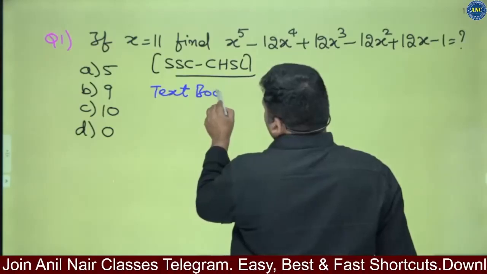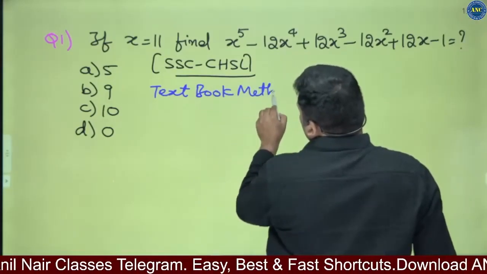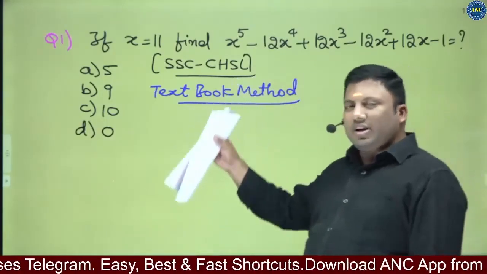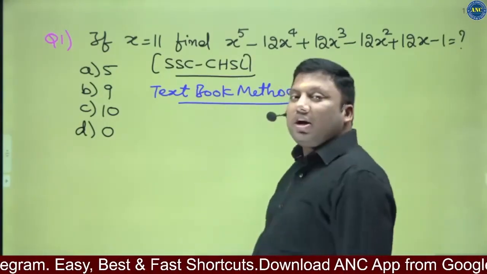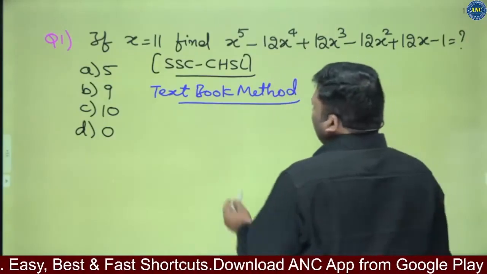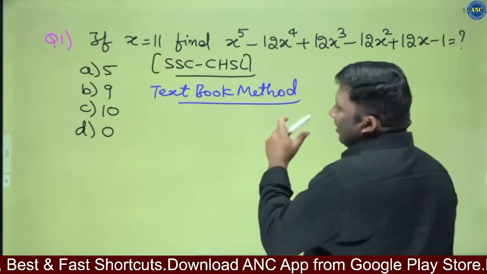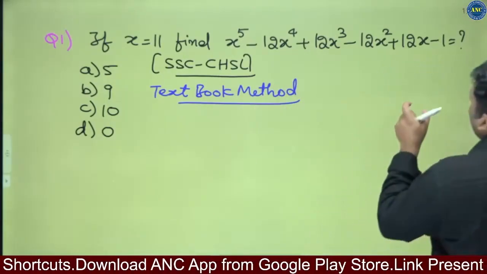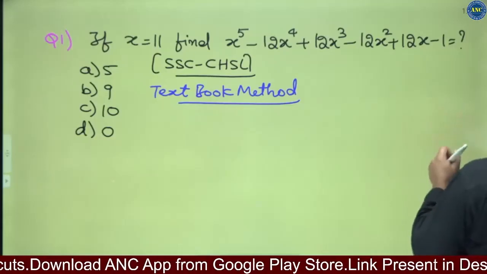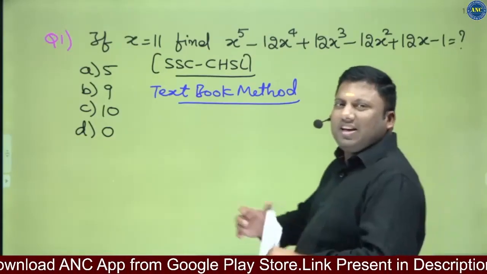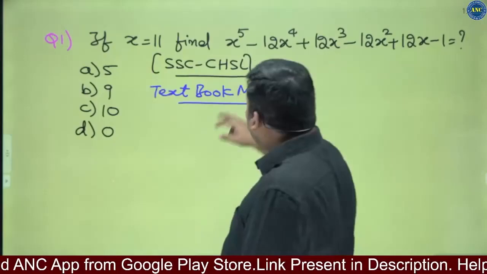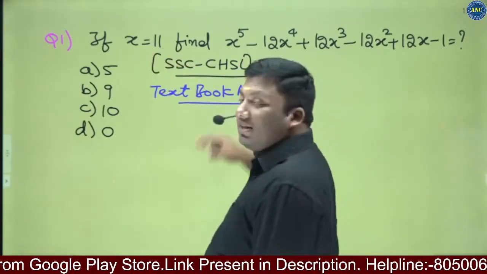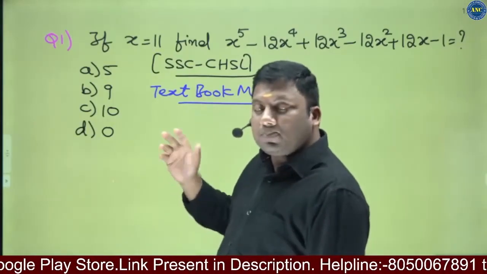Textbook method. Most students solve this way and derive some useless conclusions you don't require. Just by looking at a question, after a few minutes you'll understand how to solve it in seconds. What they will do is first read the question. x is given as 11. Find x power 5 minus 12x power 4 plus 12x cube minus 12x square plus 12x. What is given? x equivalent to 11. The coefficients are 12. Here the input is 11 and he is asking x power 5 minus 12x power 4 and so on.